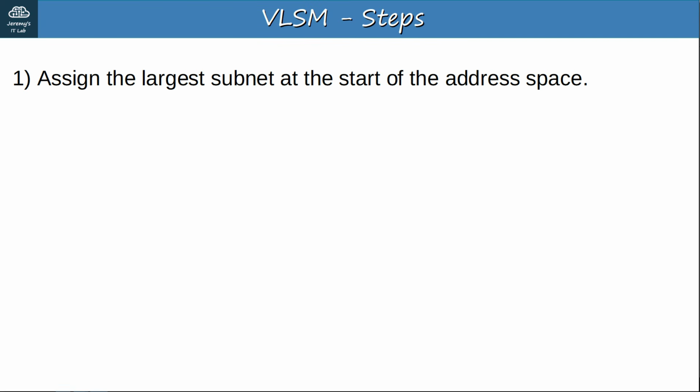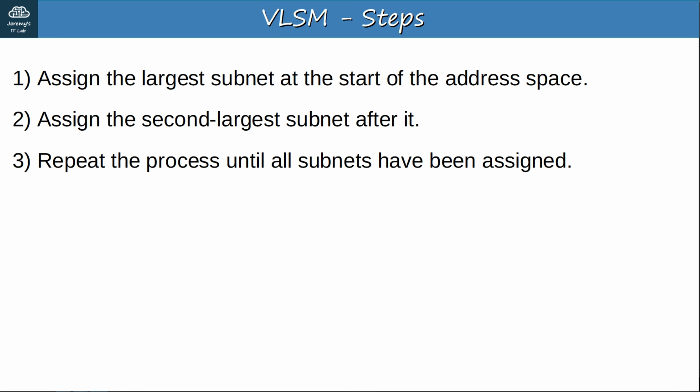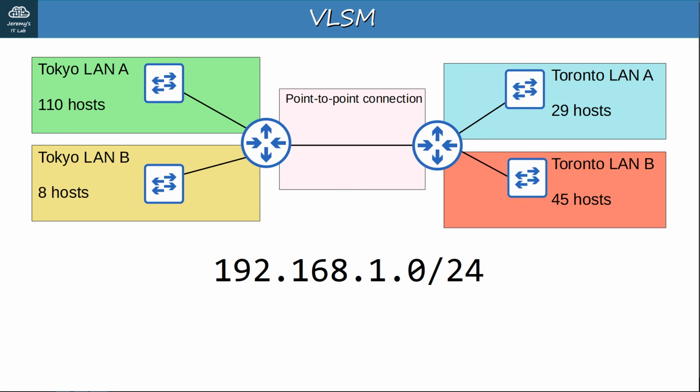So, what are the steps to subnet using VLSM? First, assign the largest subnet at the start of the address space. Then, assign the second largest after it. And then repeat the process until all subnets have been assigned, from largest to smallest. If you look at our network here, that means we will assign subnets in this order. First, Tokyo LAN A, which requires 110 hosts. Then, Toronto LAN B. Then, Toronto LAN A, Tokyo LAN B, and finally the point-to-point connection between the 2 routers.